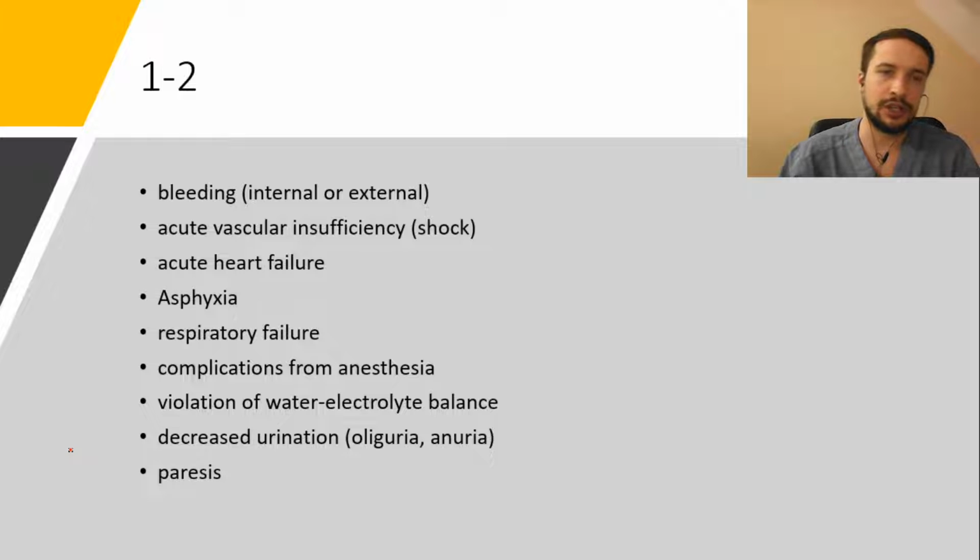Complications can occur at various times. In the first 2 days after surgery, possible complications are bleeding, shock, acute heart failure, asphyxia, respiratory failure, complications from anesthesia, violation of water electrolyte balance, decreased urination like oliguria, anuria, and paresis of the gastrointestinal tract. These complications can be in the first 2 days.